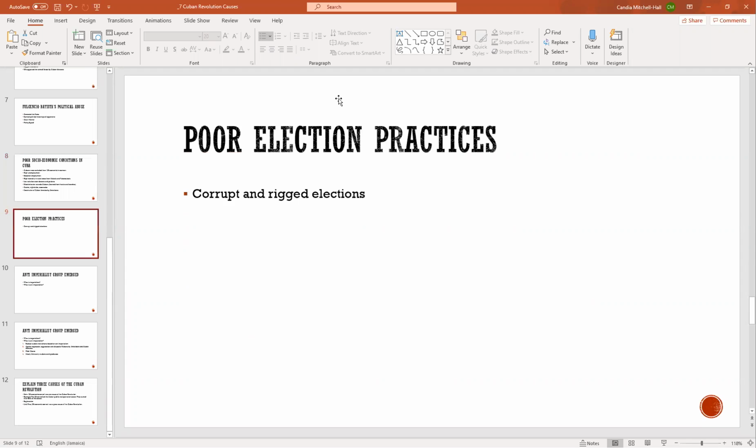Another thing is that almost every election from 1906 was rigged. And Cubans wanted better election practices.